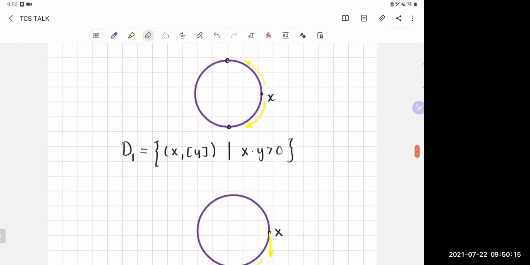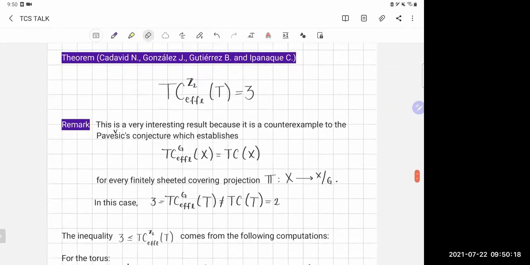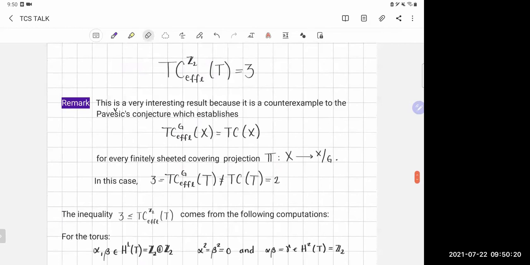Moreover, this example, the example of the torus, represents a counterexample to Pavesic's conjecture, which establishes this equality for every finitely sheeted covering projection. Because we have here that the effectual TC equals 3, which is different to the topological complexity of the torus, which equals 2.